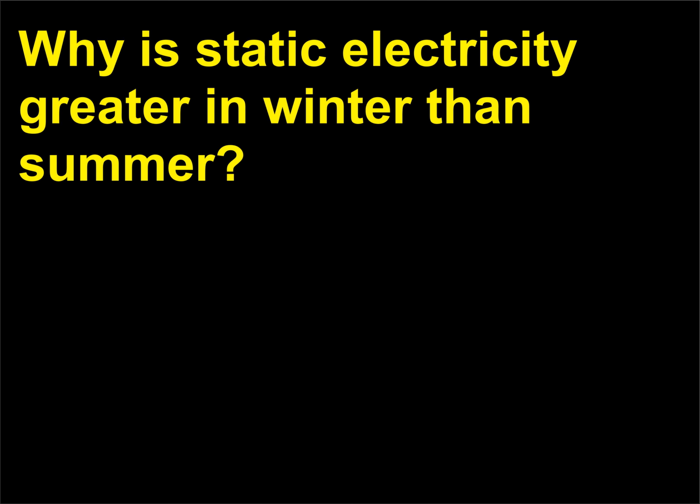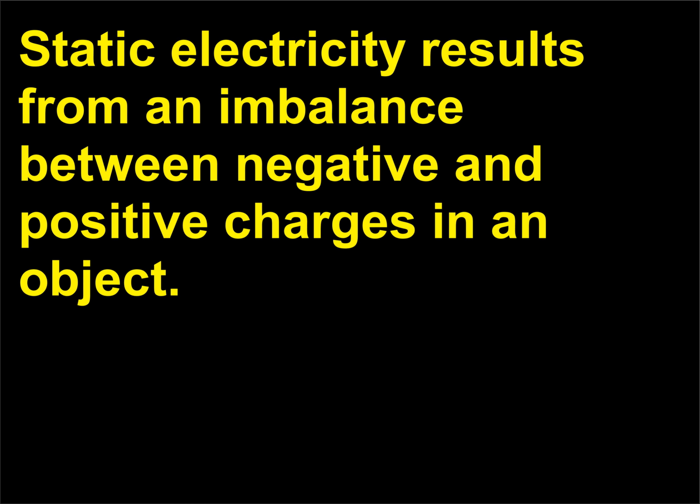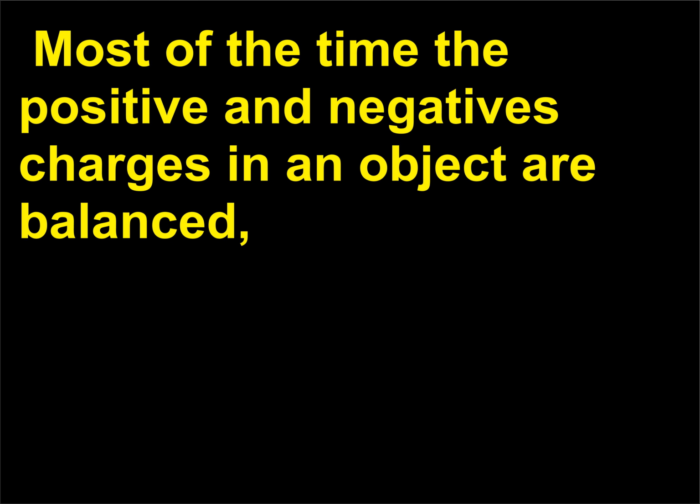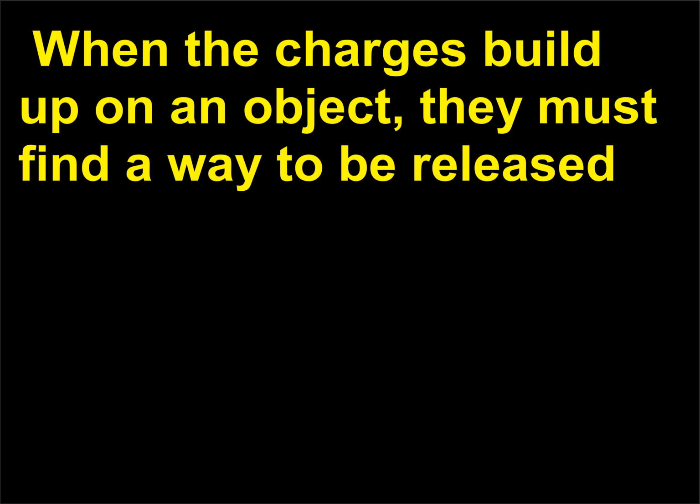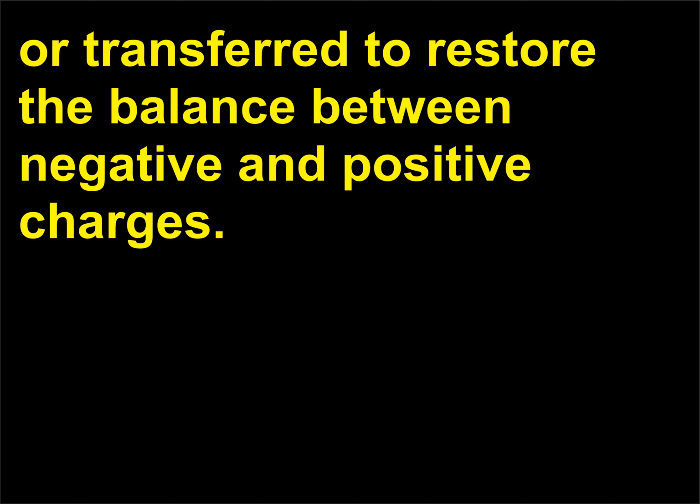Why is static electricity greater in winter than summer? Static electricity results from an imbalance between negative and positive charges in an object. Most of the time the positive and negative charges in an object are balanced, meaning the object is neutral, it is neither positively nor negatively charged. When the charges build up on an object, they must find a way to be released or transferred to restore the balance between negative and positive charges.